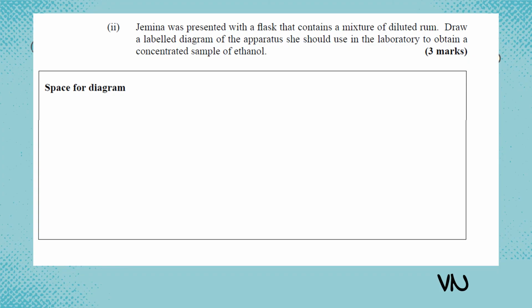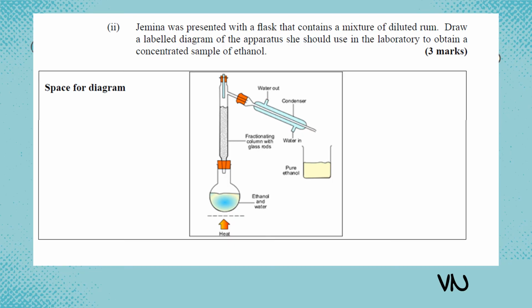Part 2 of the question now reads, Jemina was presented with a flask that contains a mixture of diluted rum. Draw a labeled diagram of the apparatus she should use in the lab to obtain a concentrated sample of ethanol. So we're expected to draw a labeled diagram of the fractional distillation apparatus to indicate this process.